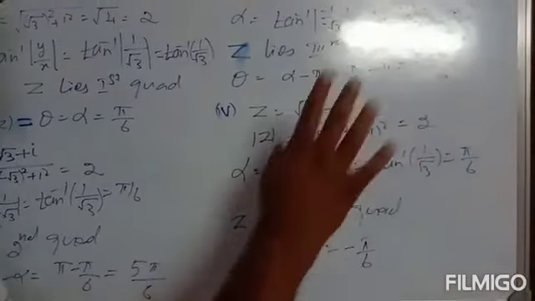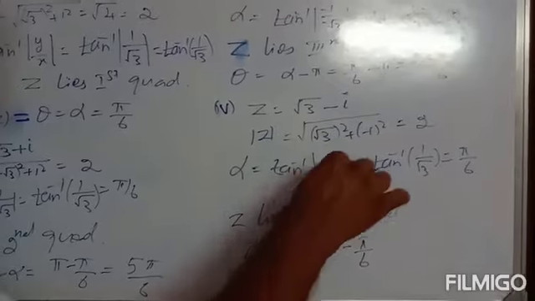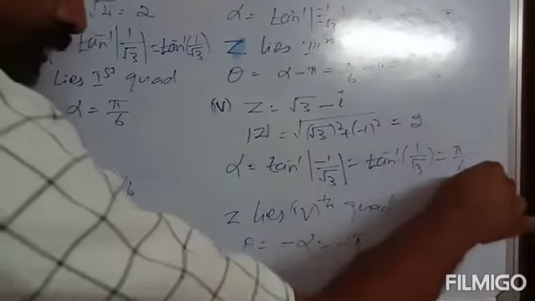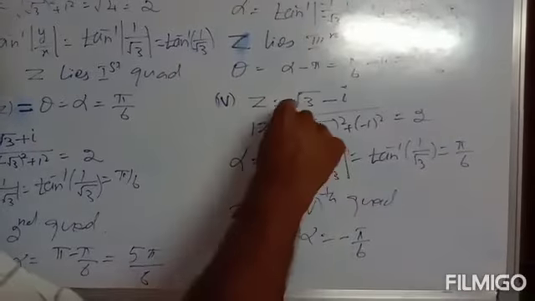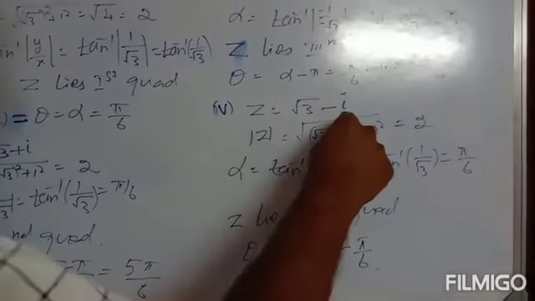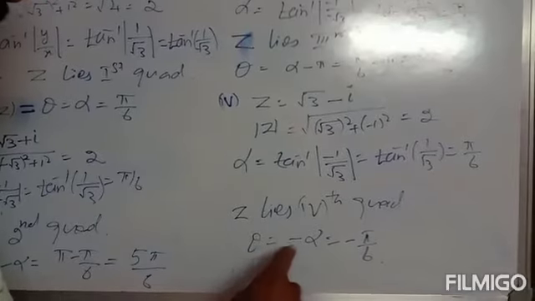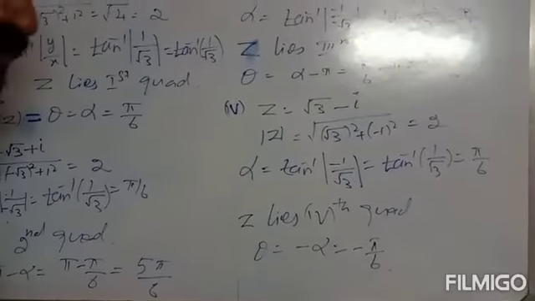Modulus z is equal to 2. Alpha equal to tan inverse of modulus of minus 1 by root 3, that is equal to tan inverse of 1 by root 3, that is equal to pi by 6. z lies in the fourth quadrant. x is positive, y is negative. So fourth quadrant. So theta equal to minus alpha, that is equal to minus pi by 6.